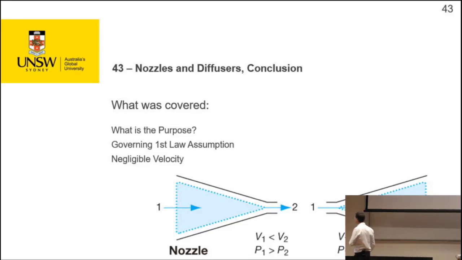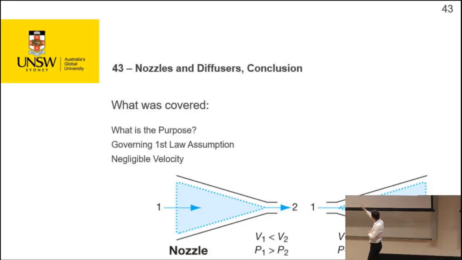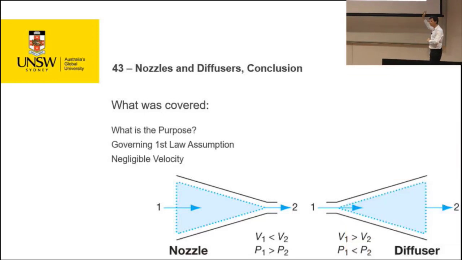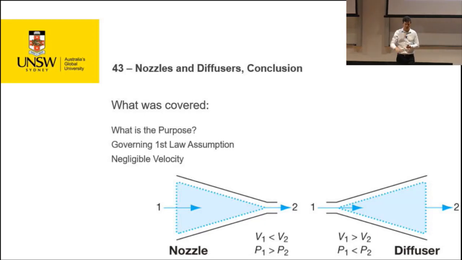So nozzles: slow at the beginning, fast at the end, high pressure at the beginning, low pressure at the end. Diffusers, shaped like this, go high velocity, low pressure to high pressure. So we're trading off between pressure and velocity. Questions about nozzles and diffusers?